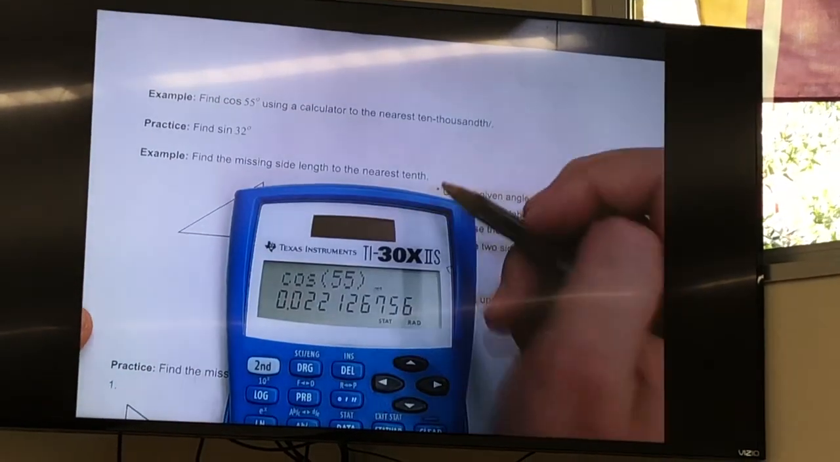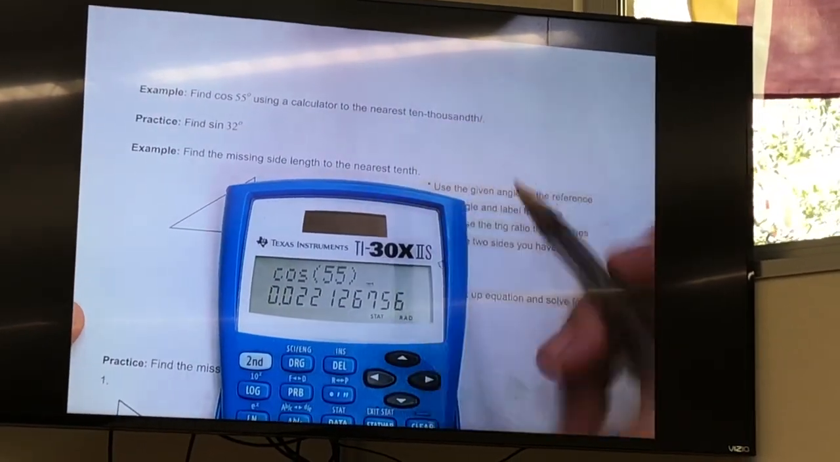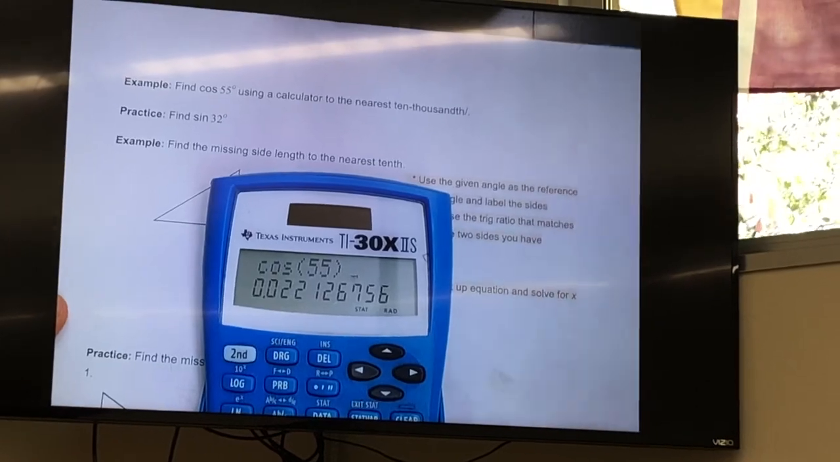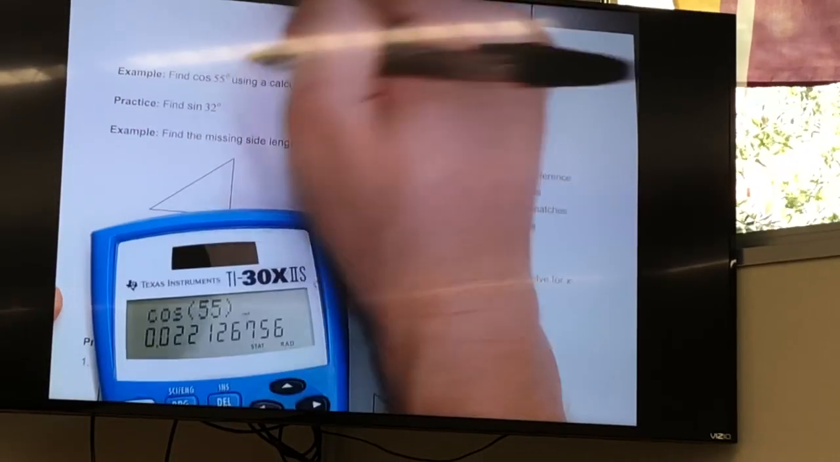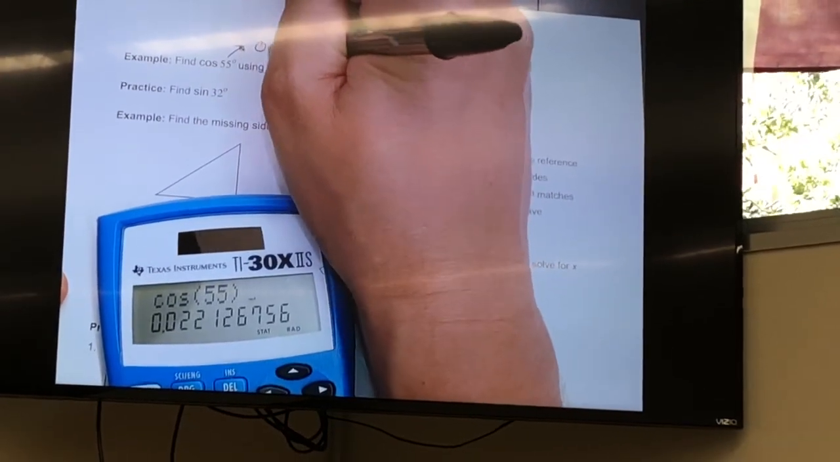Now, the problem says the nearest 10,000th, right? So, I'm going to write this number down first. I got something different in my calculator. What?